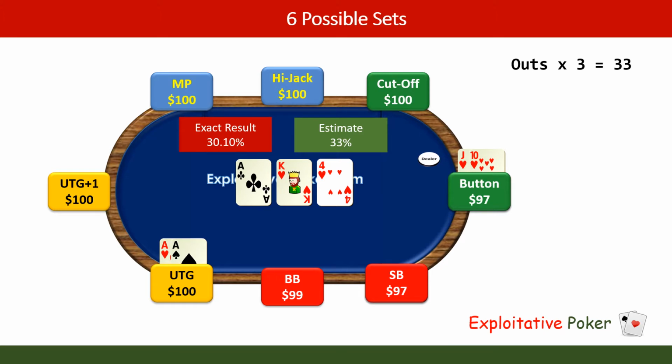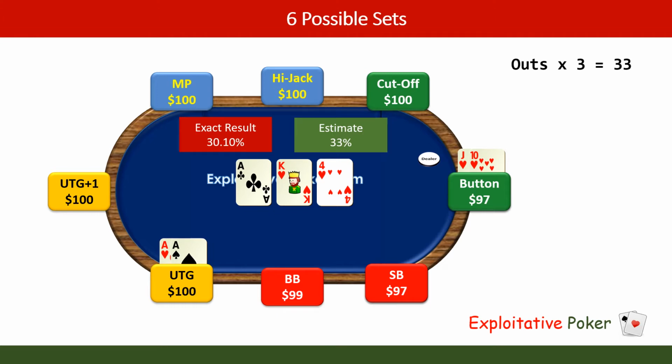In this example, villain is under the gun. If you see him as a tight regular, he's unlikely to have entered the pot from under the gun with a pair of 4s. Therefore, you could put him on aces or kings. Now, some regulars at microstakes will try and get into the pot with low pocket pairs. However, they usually have a bet size tell.